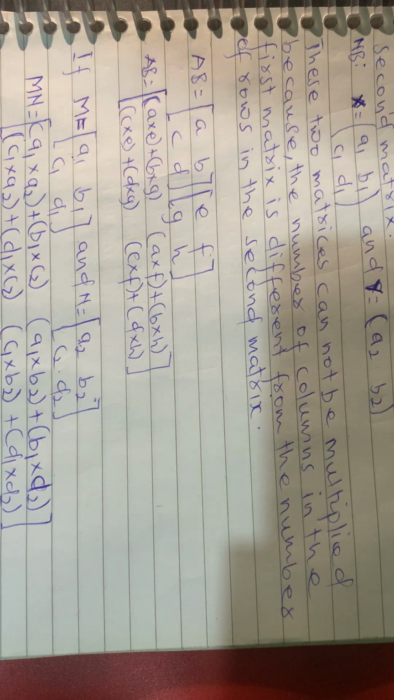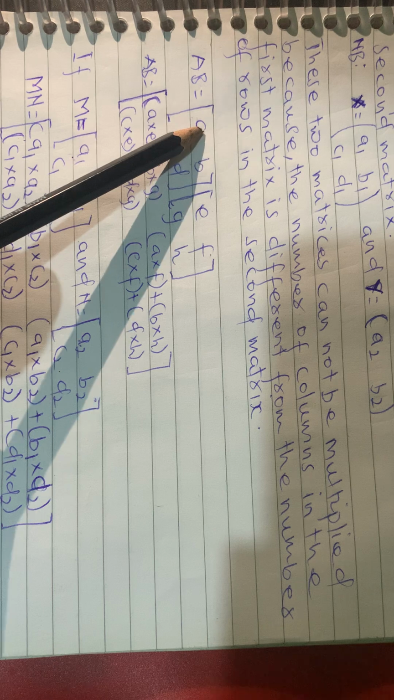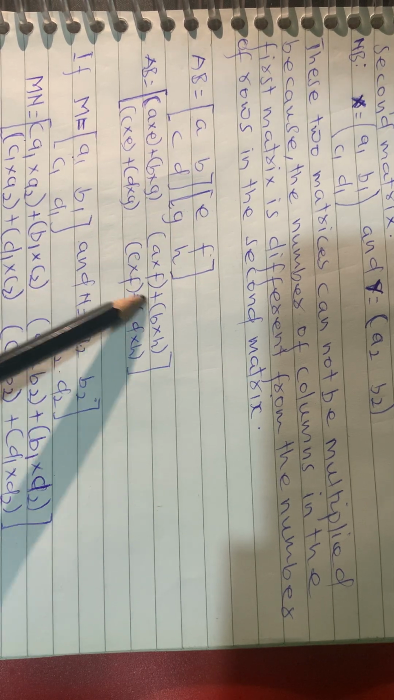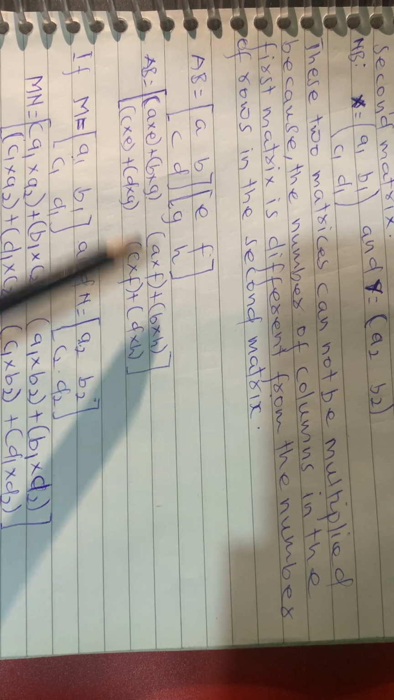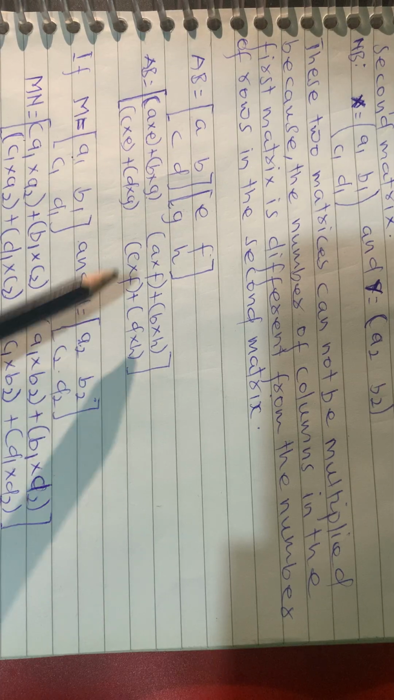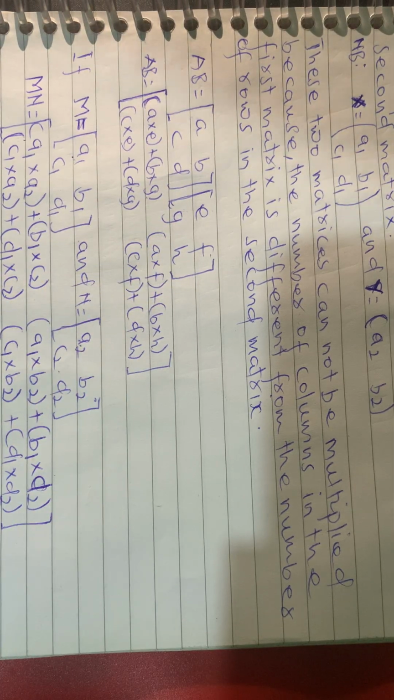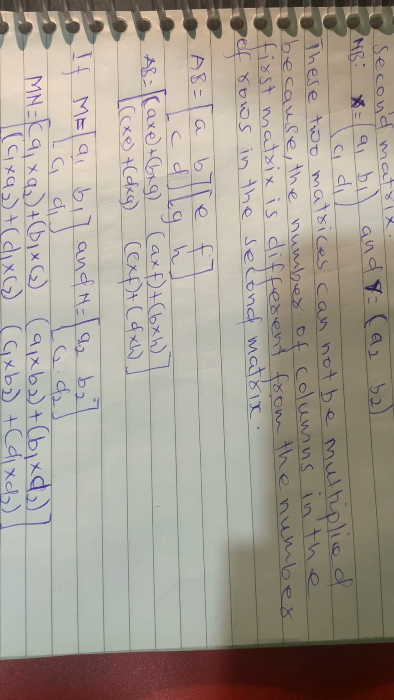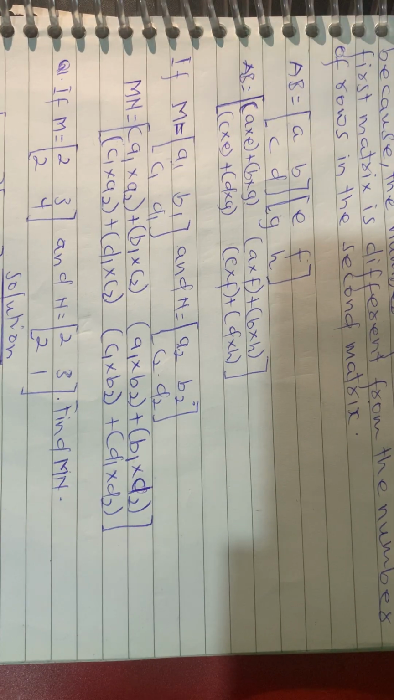You've seen it. Then if you're multiplying the last column, A times F plus B times H. Then C times F plus D times H. Very, very simple. It's not difficult. It's very, very easy. Let's try another one.